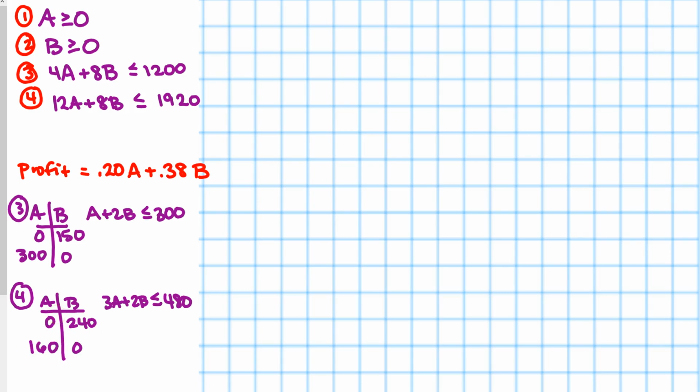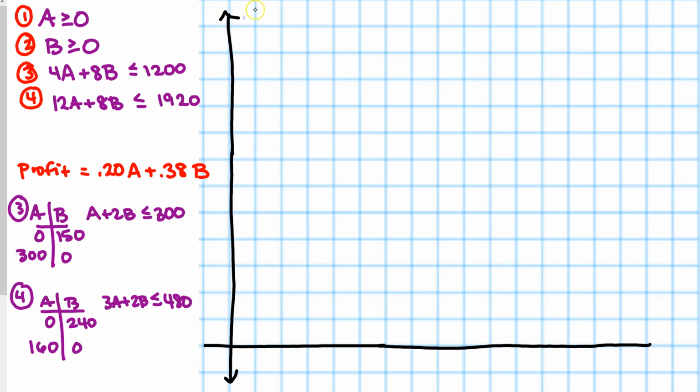Okay, so using quadrant 1 again, sorry about my crooked lines. I'm going to put A on the x-axis and B on the y-axis. And then let's think about a scale. We have to go up as high as 240. We have to go out as far as 300. So I'm thinking maybe if I go by 20s, let's check it out and see.